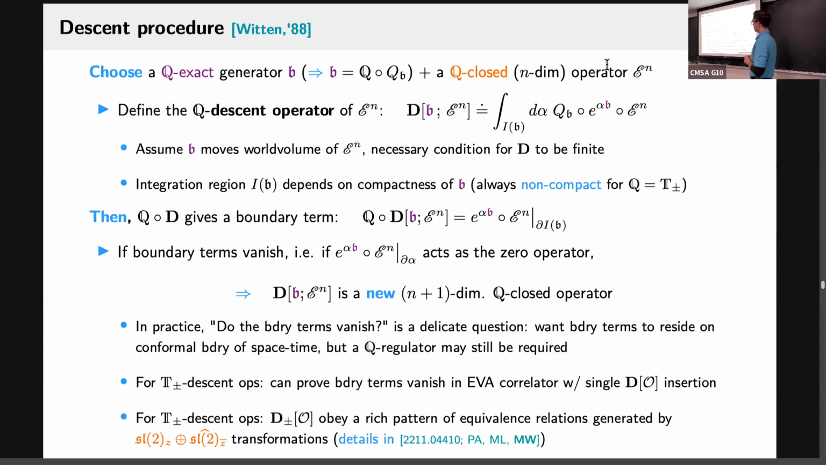But when we let Q be T plus or minus, you can still prove that some of these boundary terms vanish in very specific extended vertex algebra correlators. And it's precisely the extended vertex algebra correlators that contain a single descent operator insertion. And also, when we let Q be equal to T plus or T minus, what you find is that for the descent operators, you can construct a rather rich pattern of equivalence relations that are generated by the action of this VOA plane preserving sub-algebra. And the details of this are in our paper from a couple of years ago, where we go through the most general descent operators that you can write down, where indeed I'm letting this B here be a very general element. And then by application of these equivalence relations, we can dramatically reduce the set of descent operators that you could construct.